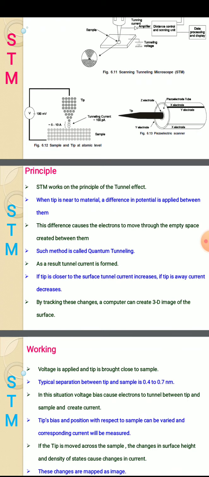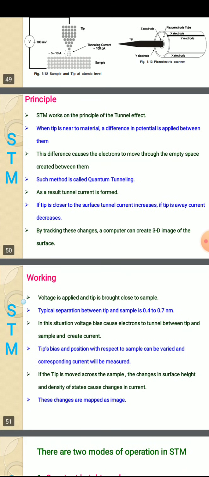also create a current. When the bias and the position with respect to the sample are varied, the corresponding current will be measured. If the tip is moved across the sample, the changes in surface height and density of states will cause changes in current. So these changes make a map and form an image.